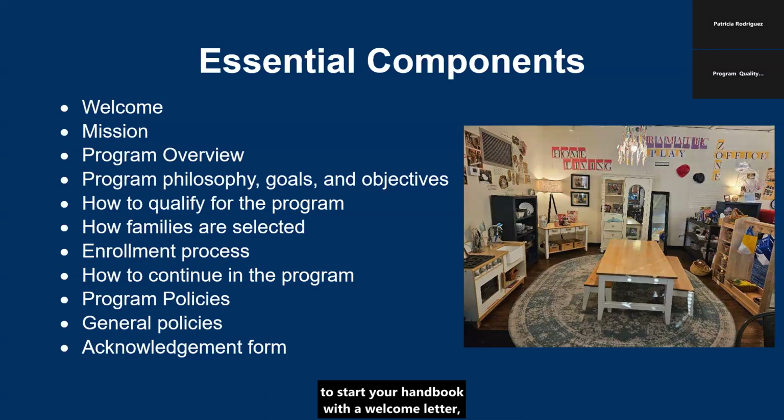You may choose to start your handbook with a welcome letter, mission statement, and overview of your program's offerings. Then include your program's philosophy, goals, and objectives. In the next section, you'll want to detail how families can qualify for your program, how they're selected, the steps in the enrollment process, and how they continue in the program once their initial certification approaches expiration. Finally, list your program's specific policies and include an acknowledgement form for families to sign and return. Your program should make every effort to ensure that your written policies for families are offered in multiple languages, especially those spoken by the families served by your program.